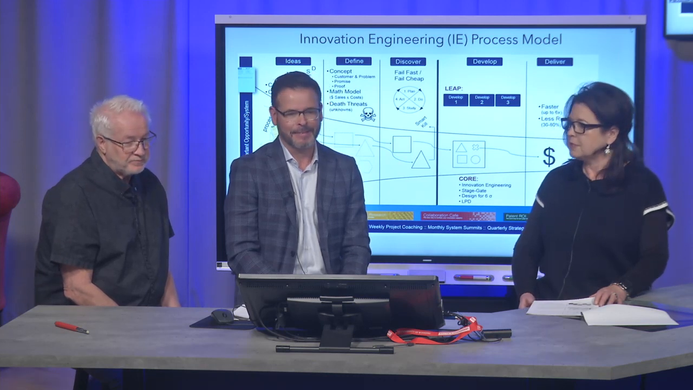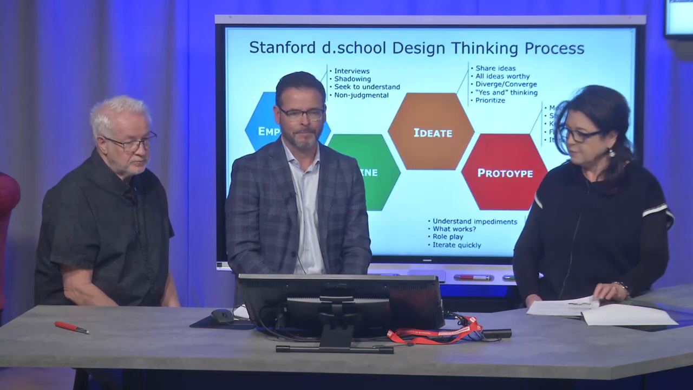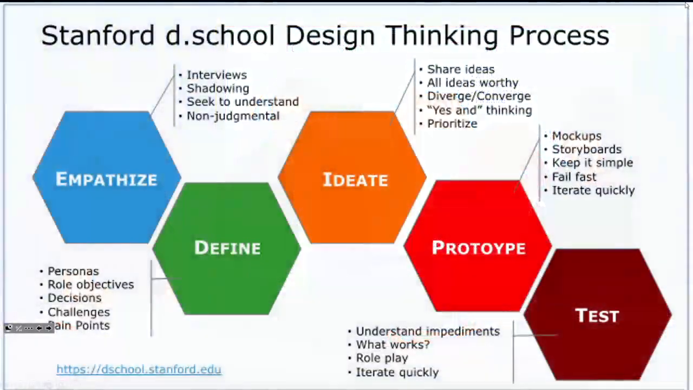So let's talk about this other model from Stanford. Yeah, so this is a model I use a lot, and one thing I should mention is you can actually take pieces of the different systems that you like, and you can combine them together and make your own system. Because there's pieces I love, large parts of most of the innovation engineering method. I also like the design thinking process, so you can combine them as well.